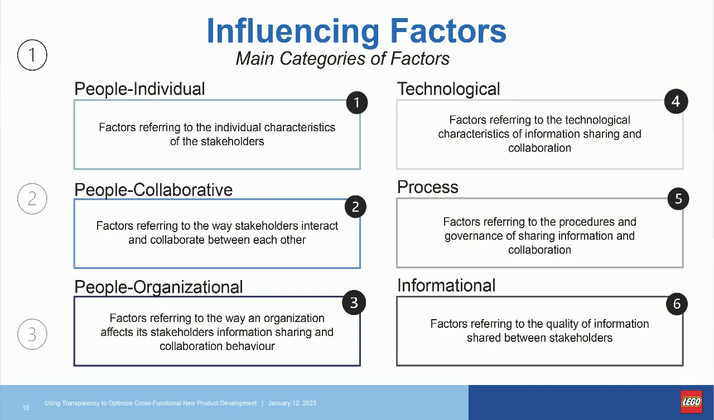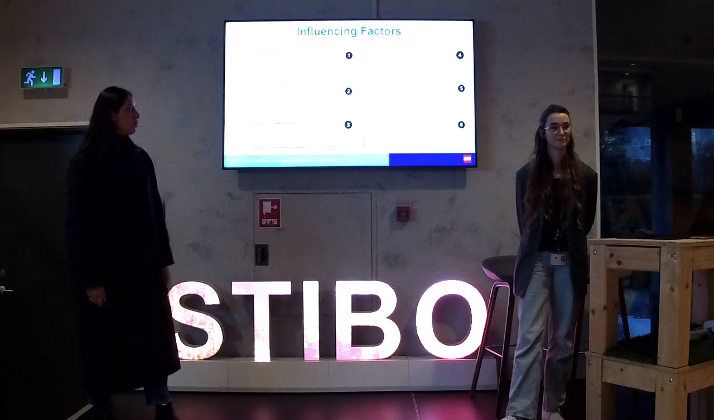So for example, the people individual goes more into the characteristics of the individual person, of the stakeholder. The informational goes into the quality of the information, and the technological into the technological characteristics of the information being shared. So these are the categories we found.